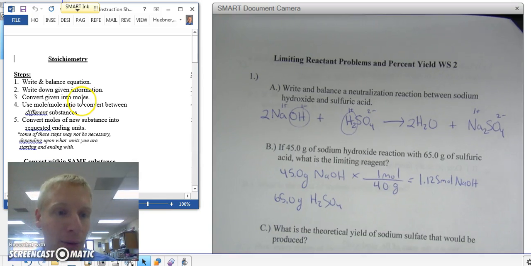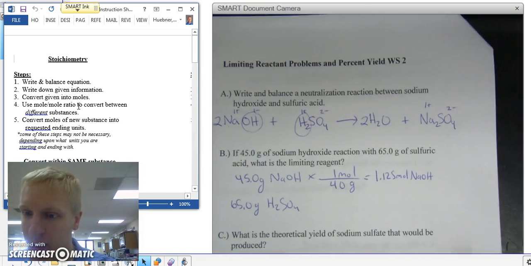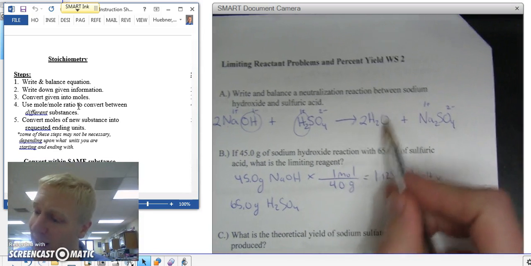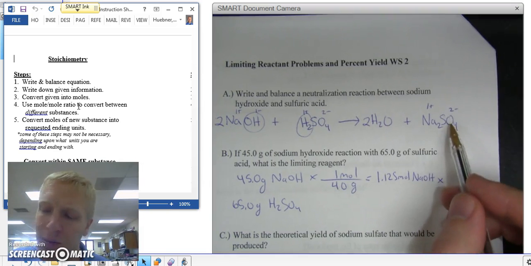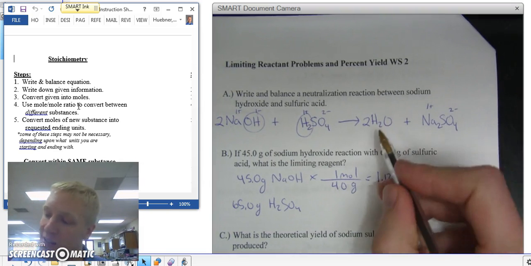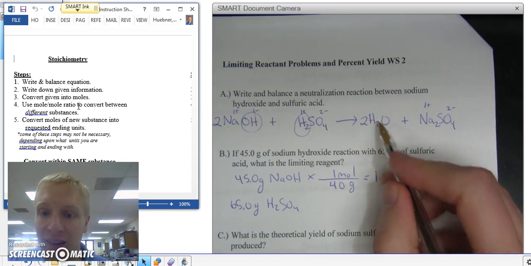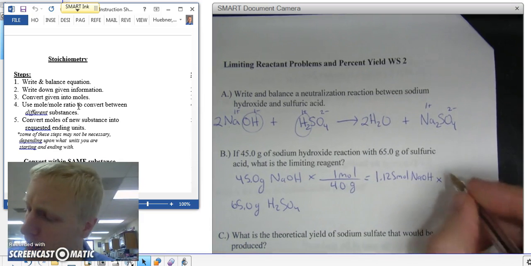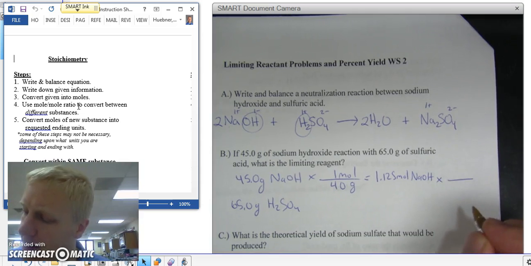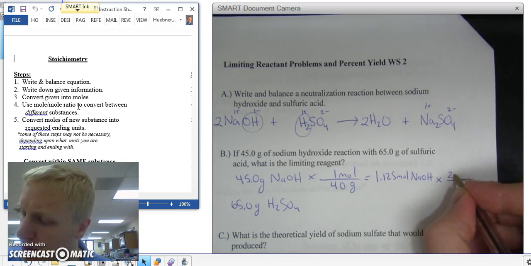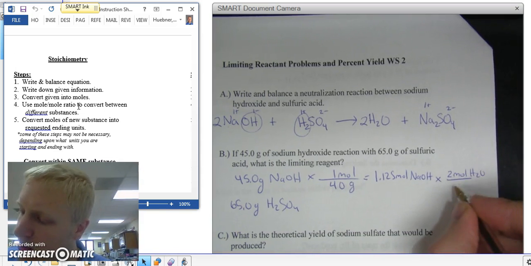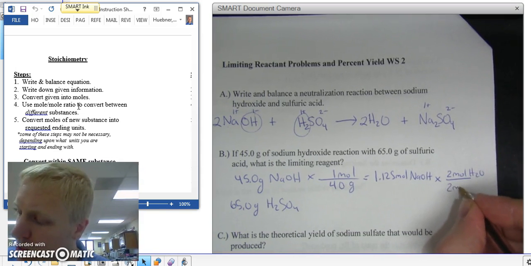Now I do step 4, which is the mole to mole ratio. I'm trying to find my limiting reactant. I could use water. I could use sodium sulfate. Doesn't matter. You just pick one, but then be consistent and choose that one for each of your problems. Alright. So I'm going to pick water because it seems to be fun. 2 moles of H2O over 2 moles of NaOH.